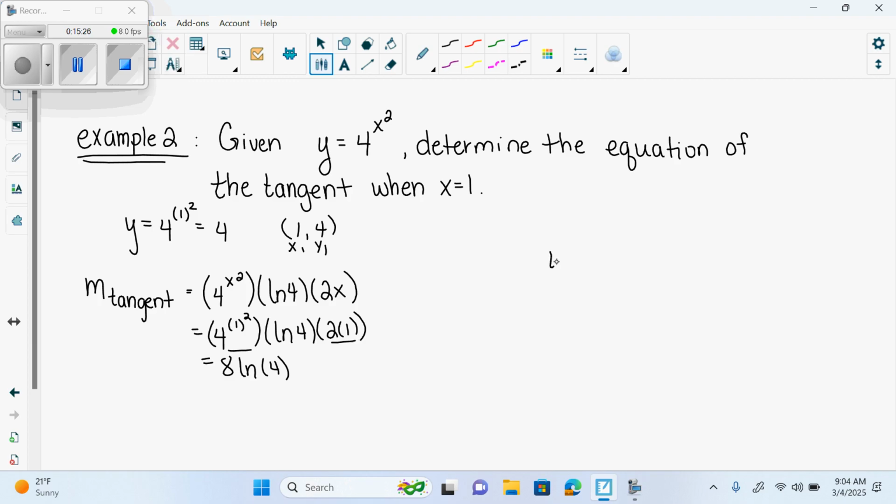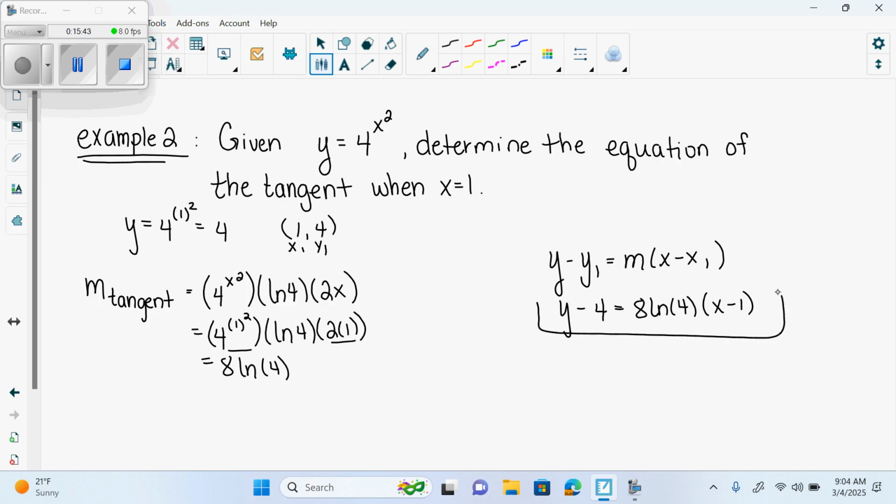Then our formula is y minus y1 equals m times x minus x1. So it's going to be y minus 4 equals 8 ln 4 times (x minus 1). Done. So it really isn't that terrible, but it looks terrible.